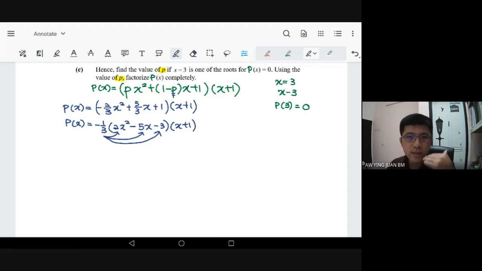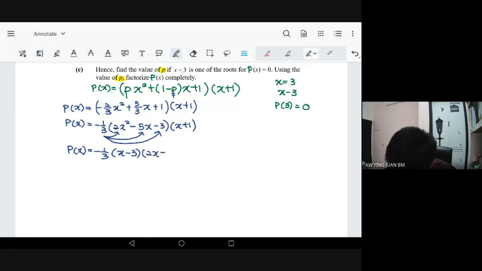So I can press the calculator and make use of the calculator to factorize the situation, which is 2x squared minus 5x minus 3. So if I press the calculator, I will have p(x) is equal to negative 1 over 3 bracket, so we have x minus 3, 2x plus with the 1, and then finally we have x plus 1. So meaning that by using the calculator, factorize the quadratic expression 2x squared minus 5x minus 3, I will have x minus 3, 2x plus 1. So the question said factorize the p(x) completely. So that is my final answer for these questions.